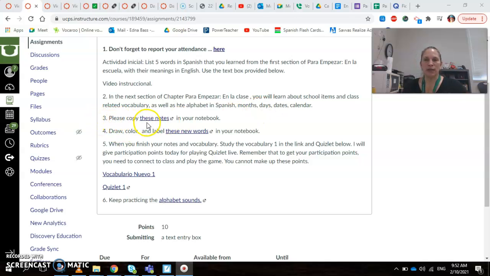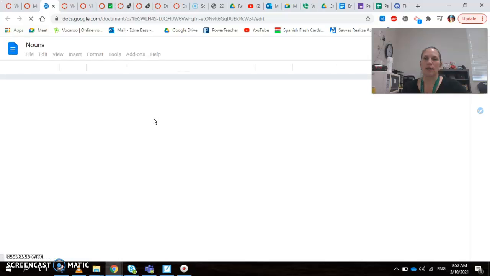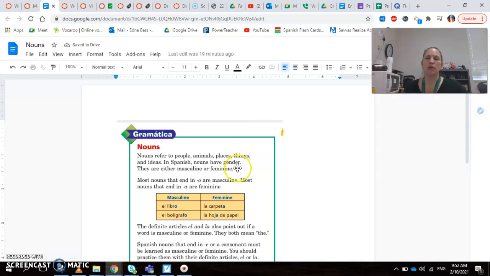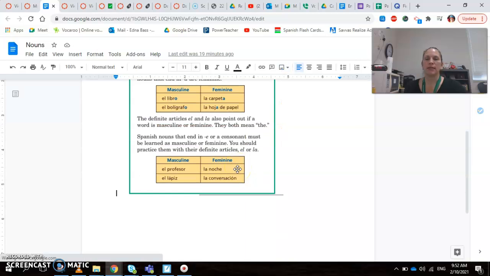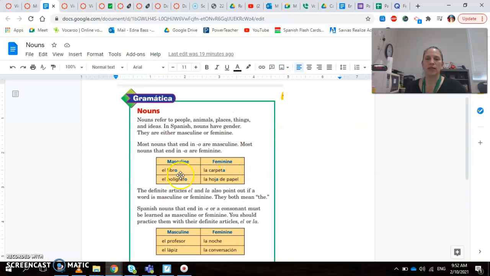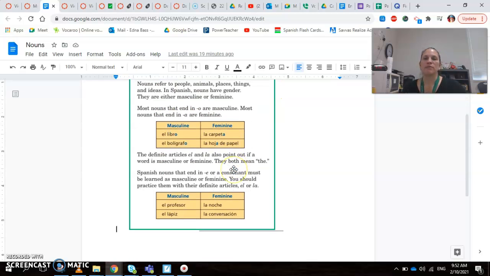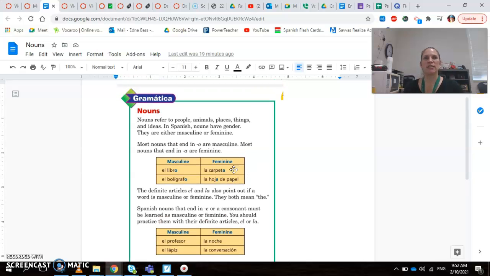The first thing you're going to do today is copy these notes. It's about nouns. It talks about the masculine and feminine form. You're going to learn more about that. In Spanish, the nouns have a gender. Some are masculine and some are feminine. They have gender and they have number.